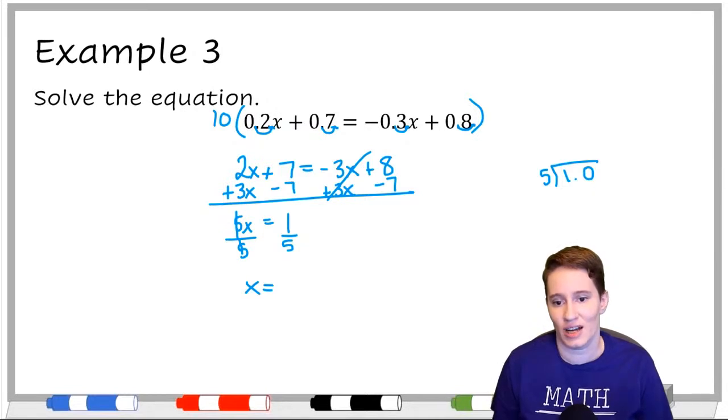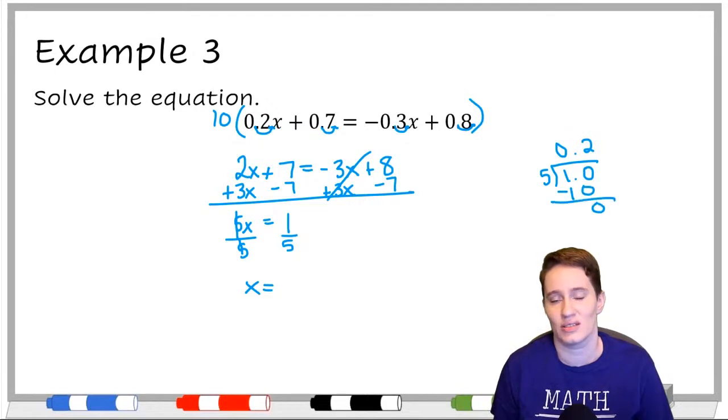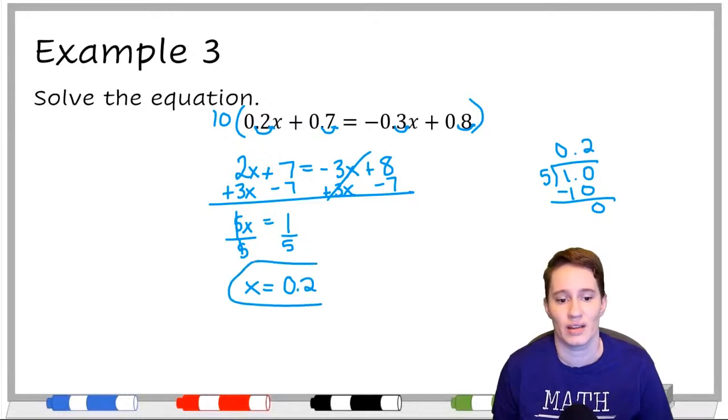So you say, okay, 5 goes into 1, nope. Then we kind of ignore the decimal and say 5 goes into 10 twice, and it goes in evenly, so we're done. This was actually pretty nice, and it's 0.2. And that's our answer. Let's try another one.